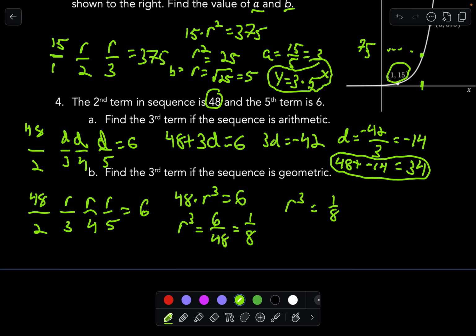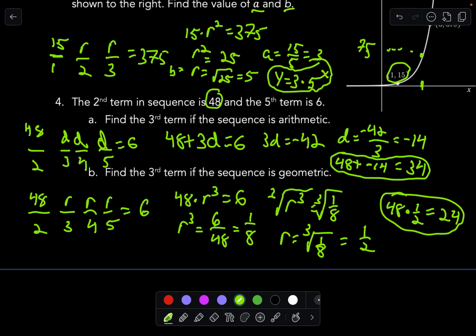To get rid of the cube on the r, we can take the cube root of both sides. So that would be r equals the cube root of 1/8, which is 1/2, because 8 is 2 to the third. So r is 1/2. That's not what they're asking you for, we just had to find r. We have r, we take the 48, which is the second term, and we multiply it by 1/2, and that gives us 24 as the third term. And that's how you would do it.